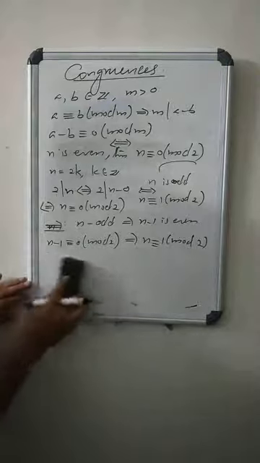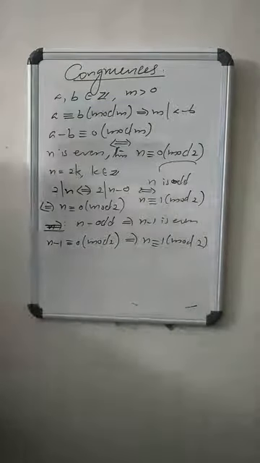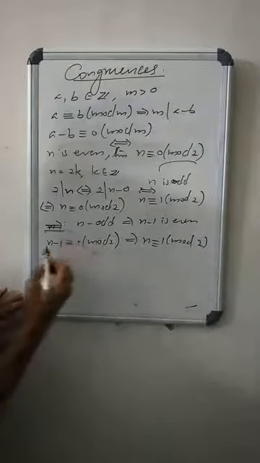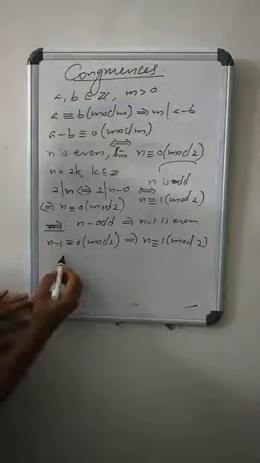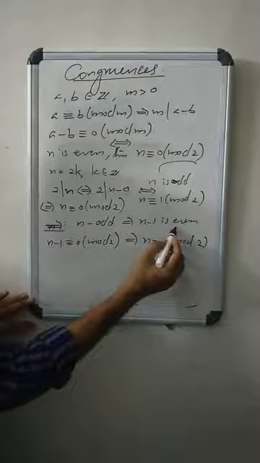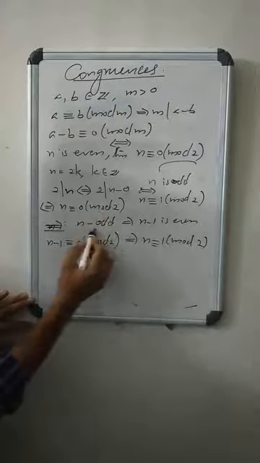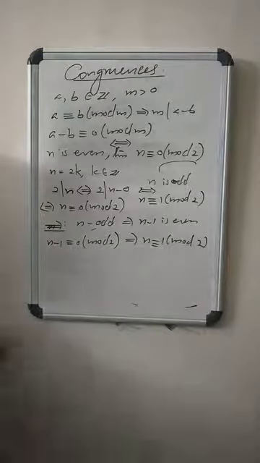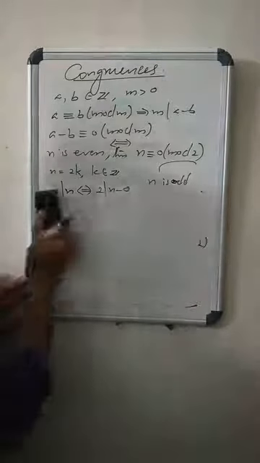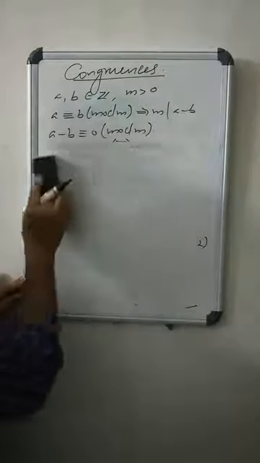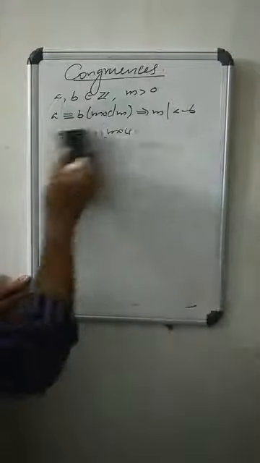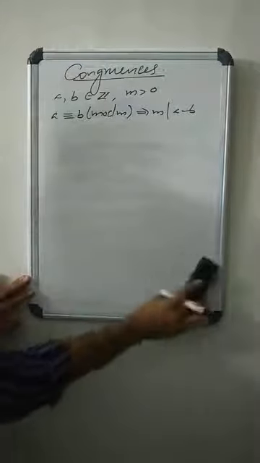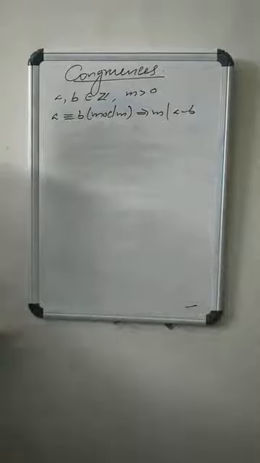Now reversely, suppose n is congruent to 1 mod 2. Then n minus 1 is congruent to 0 mod 2, which means n minus 1 is even, which means n is odd. So if n is even, then n is congruent to 0 mod 2, and if n is odd, then n is congruent to 1 mod 2. Agreed. All of these things are done by using the definition of congruence.